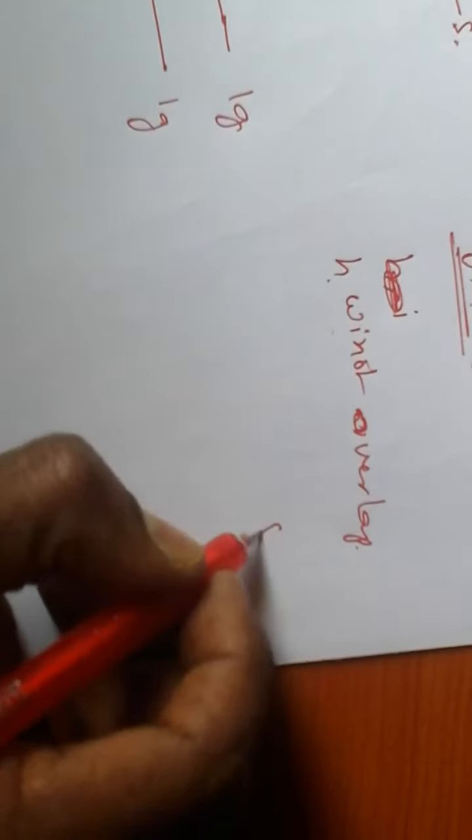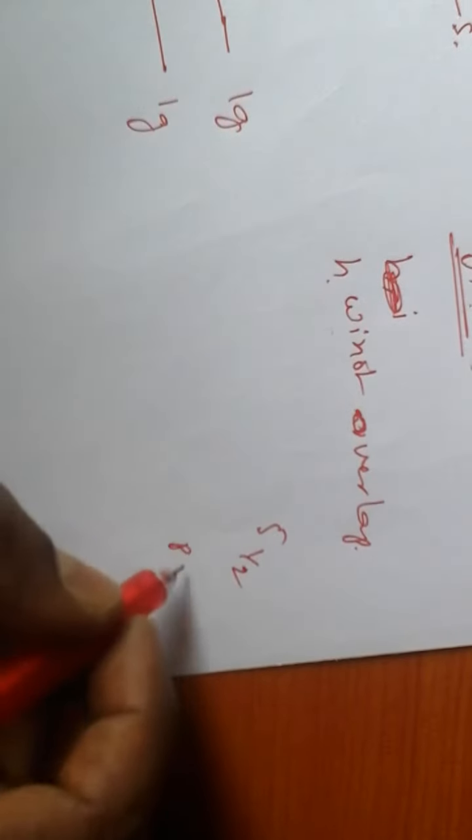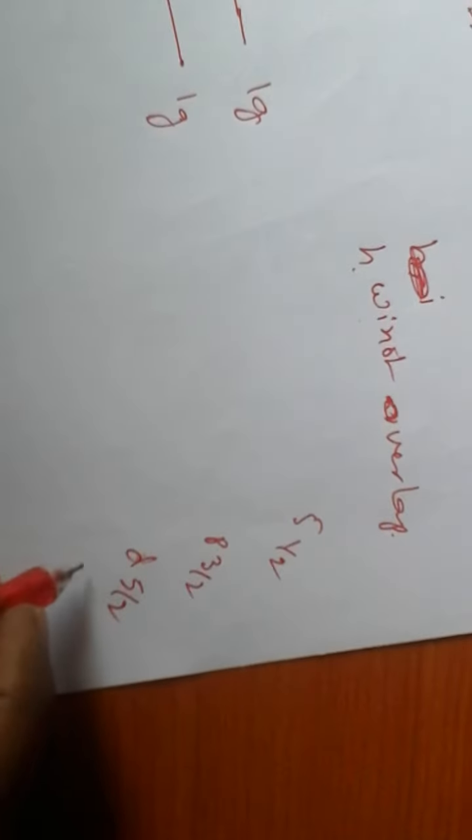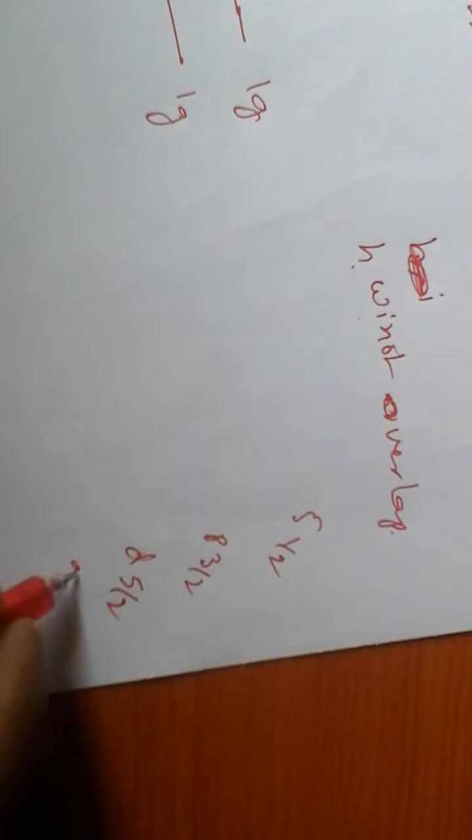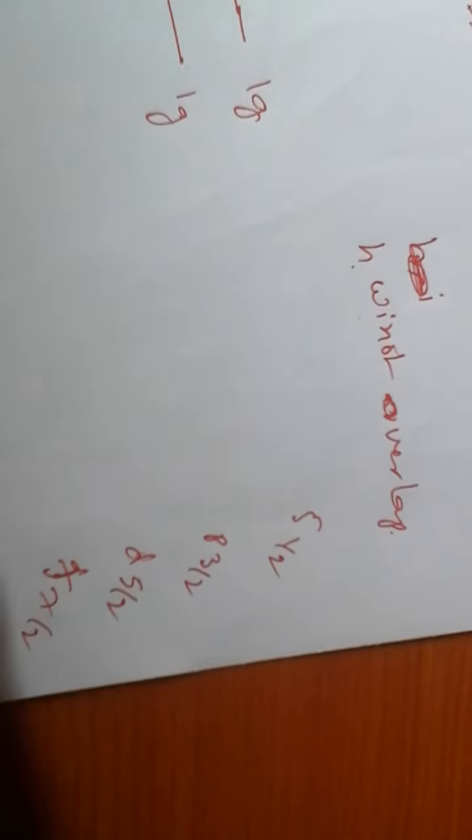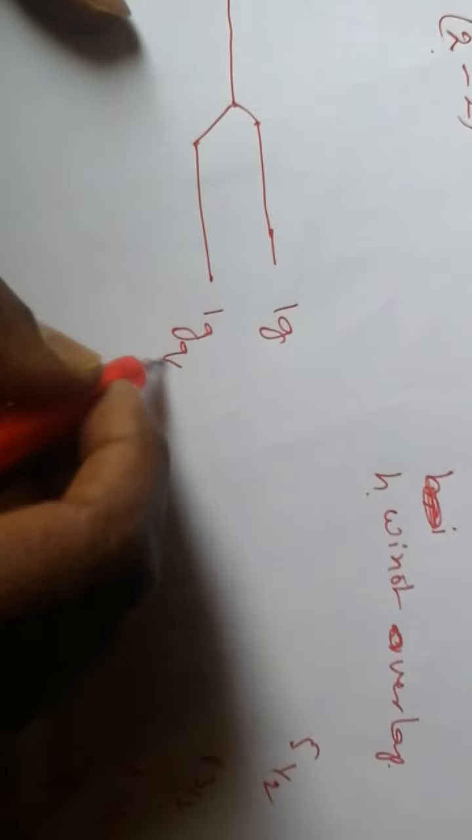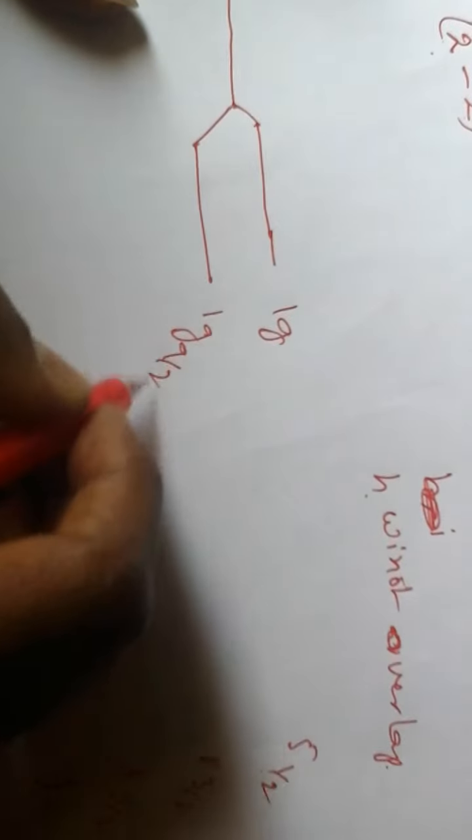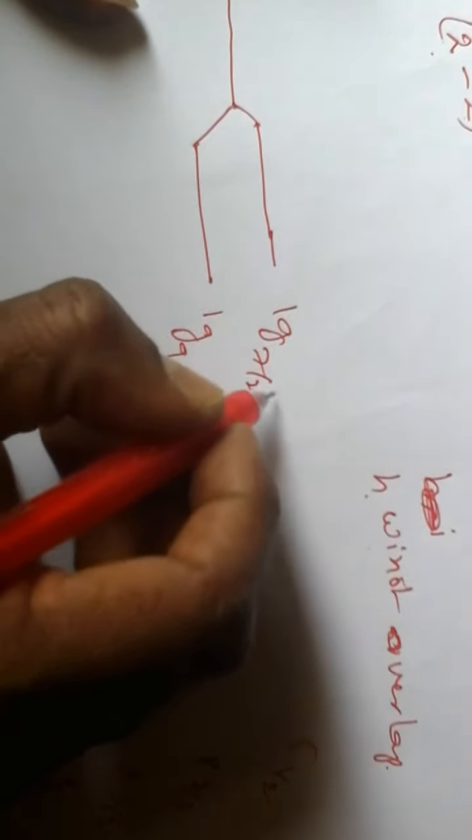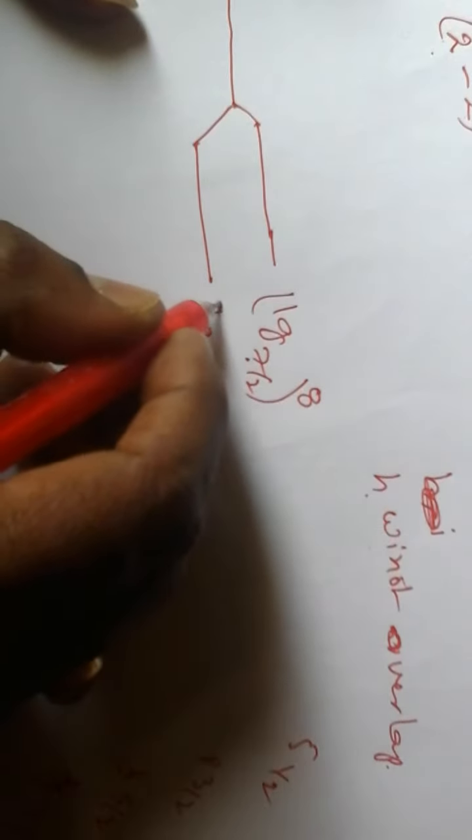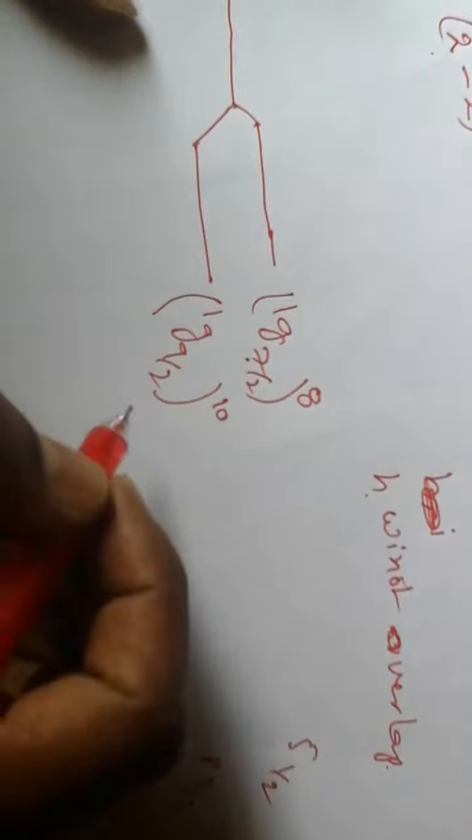Here you can write, S starts from 1 by 2, P starts from 3 by 2, D starts from 5 by 2, F starts from 7 by 2, and G starts from 9 by 2, like this. So G starts from 9 by 2, so it is also 9 by 2 minus 1, 7 by 2. If I write powers, 7 by 2 means 8 nucleons exist there. So 9 by 2 means 10 nucleons exist here.